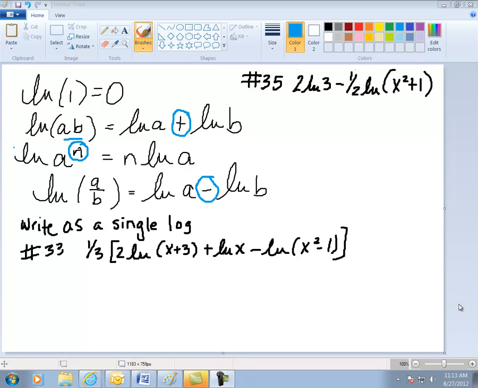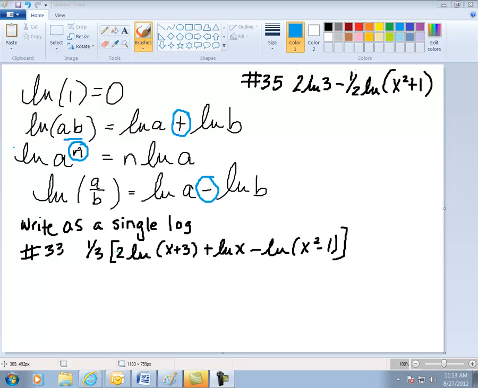Hi, in this video we will now take our same properties of logs we discussed in the last video and apply them to writing as a single log. Okay, so now we have this really long thing and we want to make it one single log. And from the text I'll be doing number 33 and number 35.